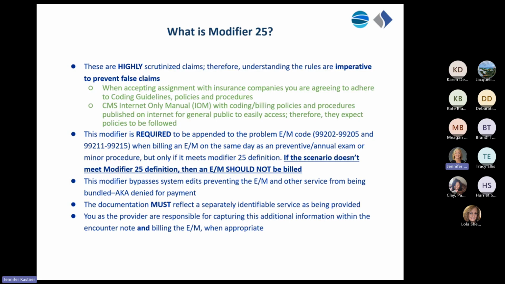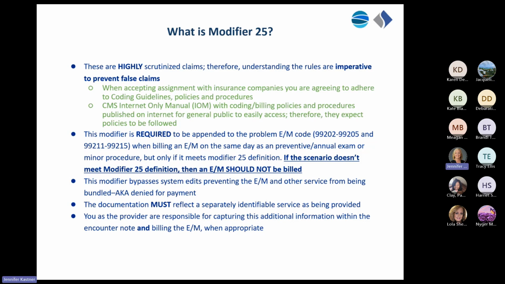When an additional E&M service is supported and meets the definition of Modifier 25, the modifier will be appended to the problem E&M code, which are your codes 99202 through 99205 and 99212 through 99215. All of our claims are submitted electronically, and not only does this modifier signify that a separate E&M should be paid, but it also prevents the claim from rejecting or denying within their system. Without this modifier, claims will automatically reject or deny.